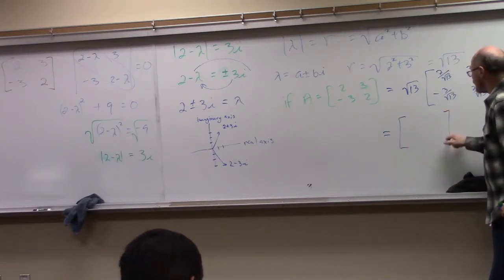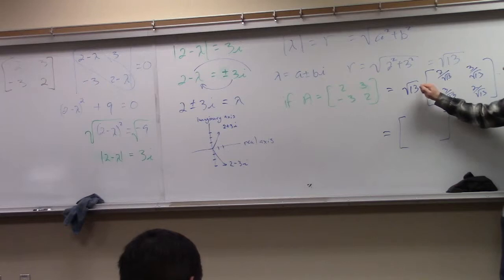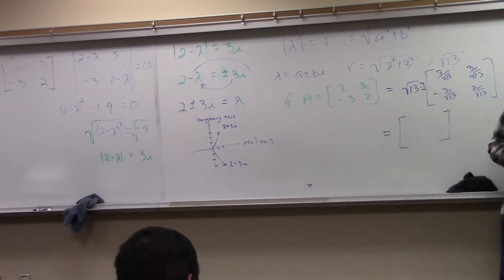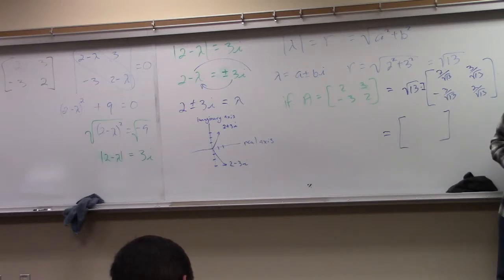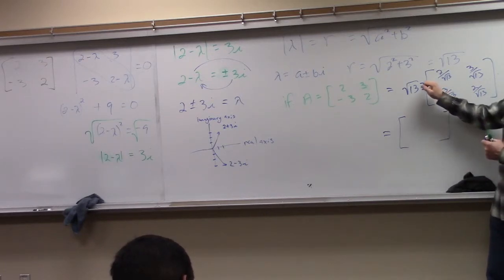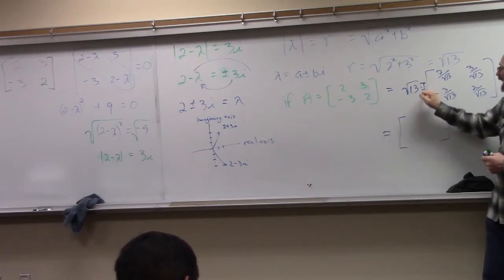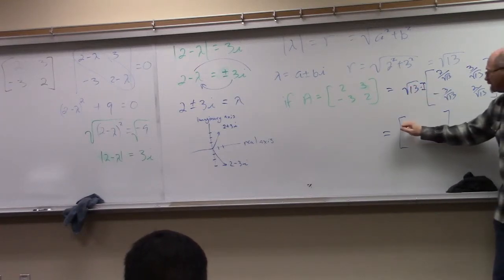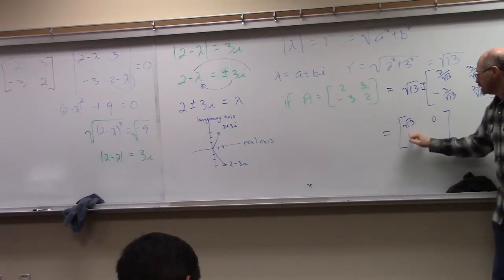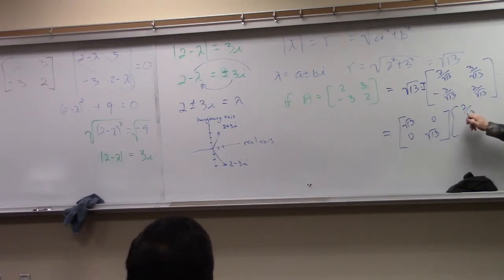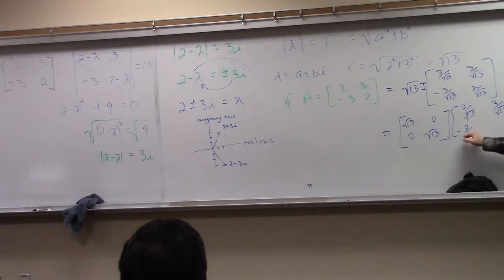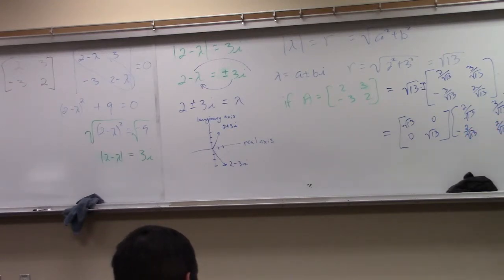Isn't that the same as if you threw the identity matrix in here? Wouldn't the identity matrix times this still give you the same matrix? But if we used associativity, we could multiply I times radical 13, and wouldn't that give us radical 13, 0, and 0, radical 13 times that? Is that interesting?